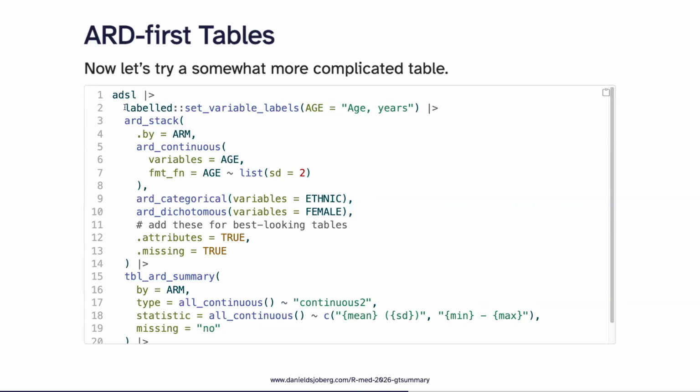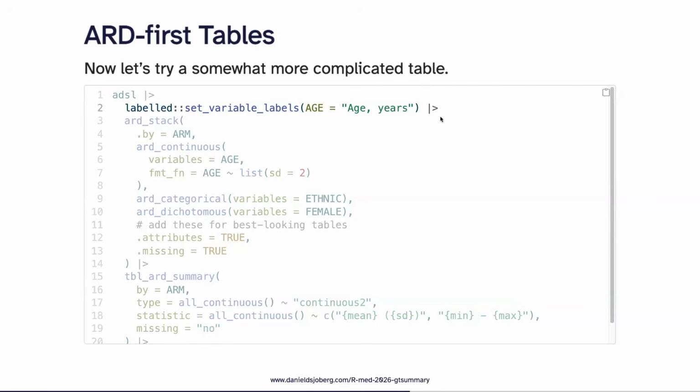So here, I'm just essentially following the same structure where I am starting with my ADSL dataset. I am then giving my age variable a new label because that will get used later. I'm moving into ARD stack where I want to do things by arm. And I'm going to also change the default formatting function. So in this example, I'm going to have the standard deviation printed to 2 decimal places instead of the default, which I don't remember what it was.